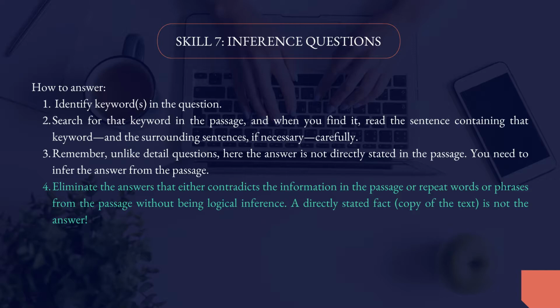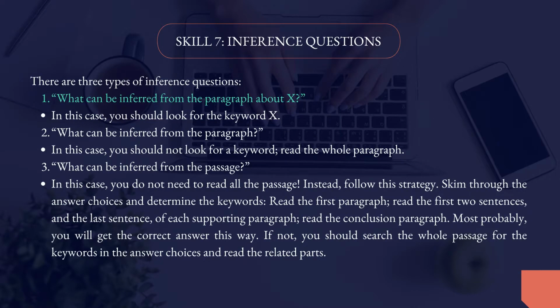Now here is a little bit of complication. There are 3 types of inference questions. Let's see an example for type 1. Question could be saying, what can be inferred from the paragraph about X? And what is that X? That X is basically a keyword. It could be anything. So here, like we discussed in the detailed questions, you will be looking for that keyword.